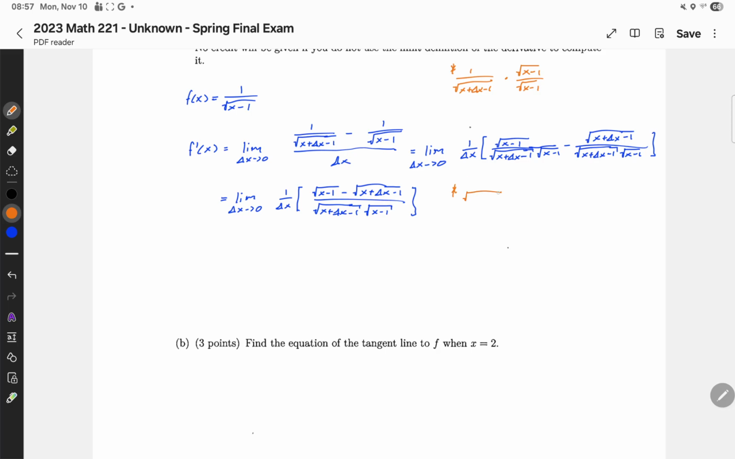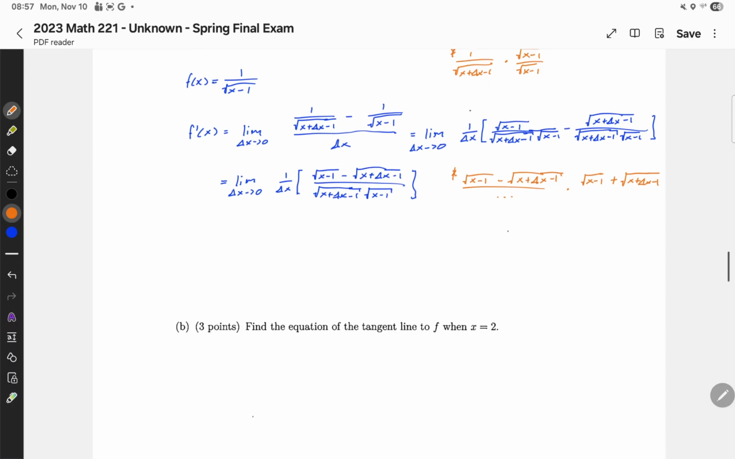So we have the square root of x minus 1 minus, let's make it a little bit nicer, minus the square root of x plus delta x minus 1. And so the conjugate is, this is over some stuff, is going to be the square root of x minus 1 plus the square root of x plus delta x minus 1. All right, so when we do that, you'll see it actually simplifies very nicely.